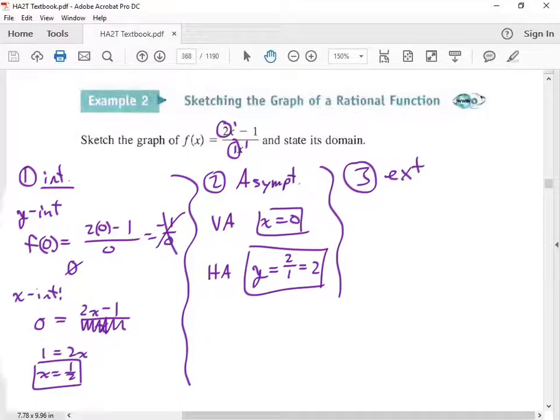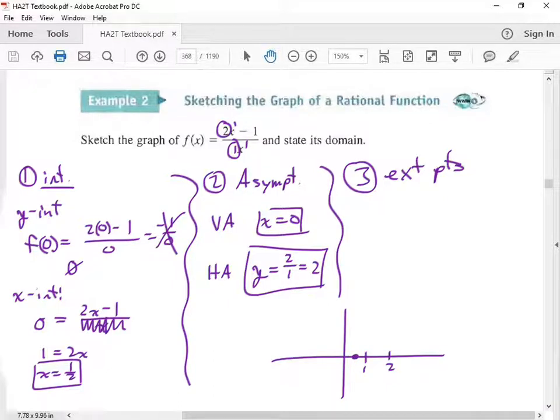All right, the next thing we had to do, number 3, is find extra points. But let's see if we even need the extra points. Let's graph what we got so far. Okay, first we got our x-intercept. We have an x-intercept at 1/2, so I'm going to put 1/2 and put a dot right there.